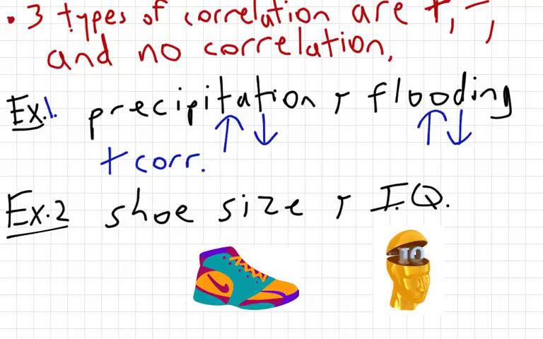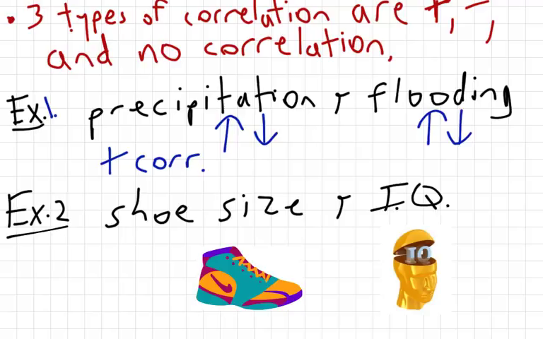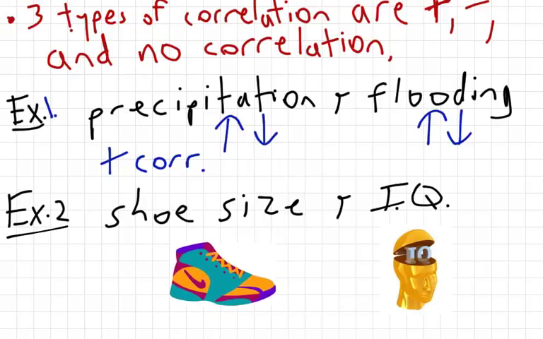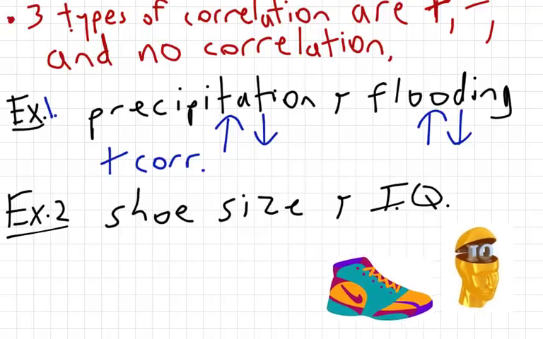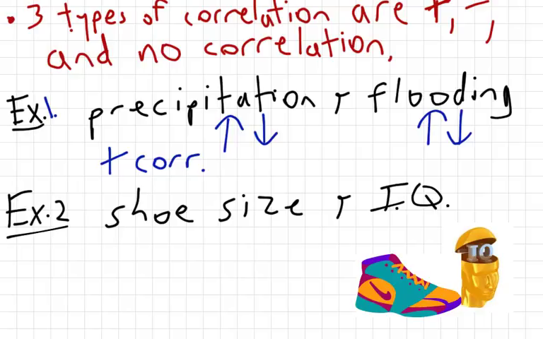So the bigger your shoe size, does that mean the smarter you are? Well, gee, I'd like to think so since I have a pretty big shoe size, but unfortunately that's not the case. So these are not going to be related. There are plenty of people that have small shoe sizes that are extremely intelligent, and vice versa. So this is going to be no correlation. We just kicked that idea out, so no correlation. They're not related.